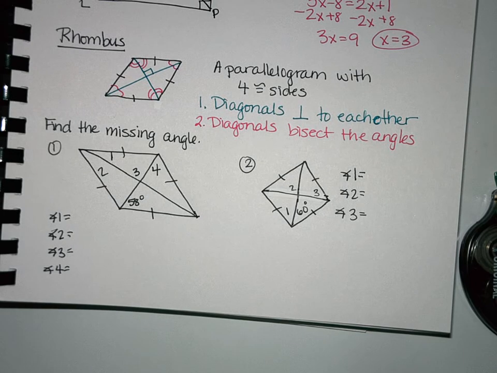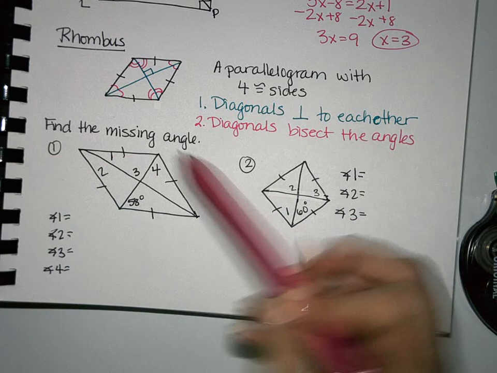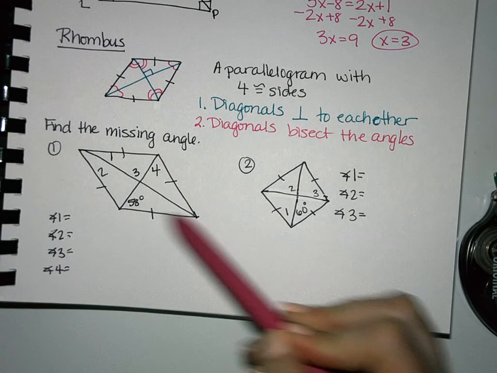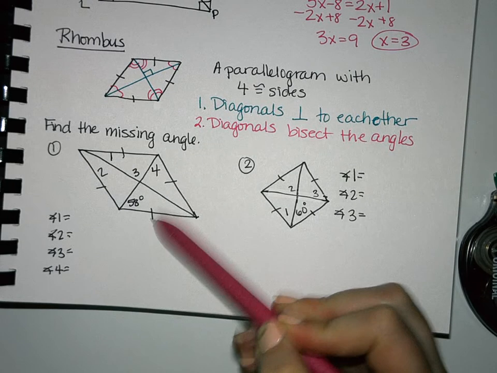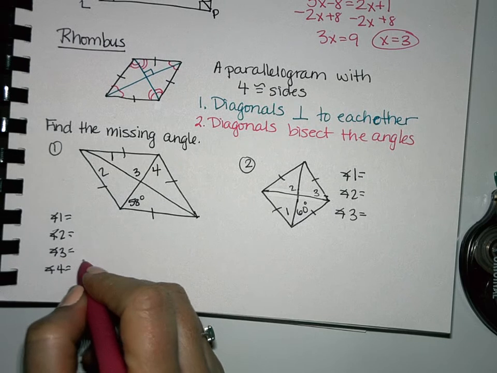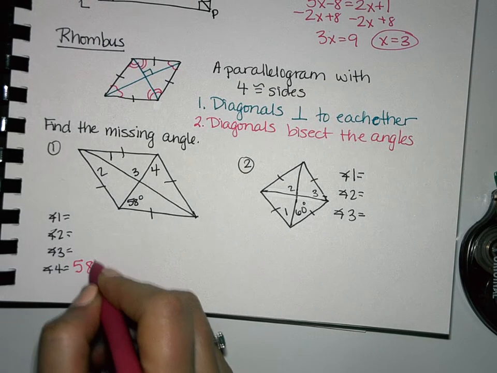Okay, so does anyone think they might know how to find one angle? Adam? Since the triangles are isosceles, the bigger ones, angle 4 has to be 58. Okay, so Adam was looking at this bigger triangle right here. If you look at this bigger triangle, you have an isosceles triangle, which would make 4 have to be 58. Okay?